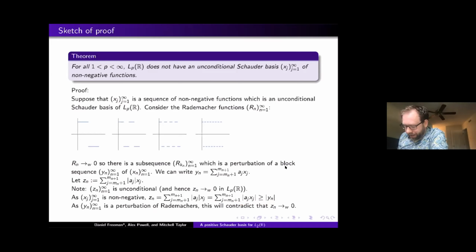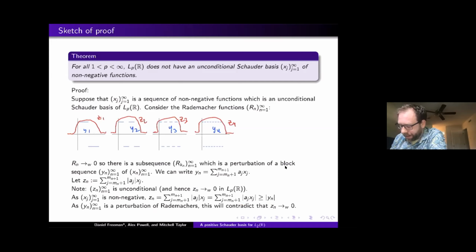And so now we're going to get a contradiction because y_n is a perturbation of the Rademachers, and that's going to contradict that the z_n converges to 0. And so I just want to kind of explain that. And so this Rademacher is essentially our y vectors up to some small perturbation. And then the z_n's are going to be above the absolute value. So this could be z_1, this could be z_2, and so on.